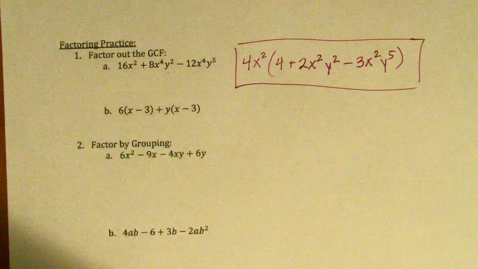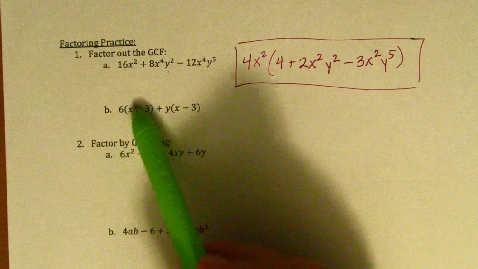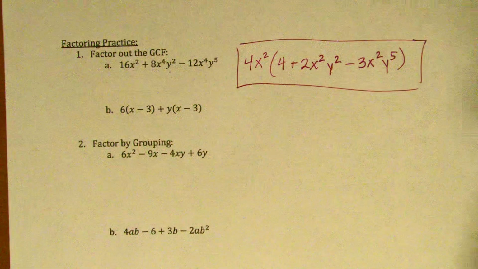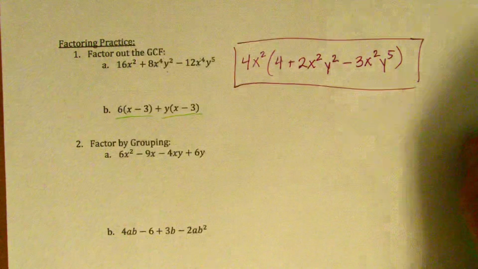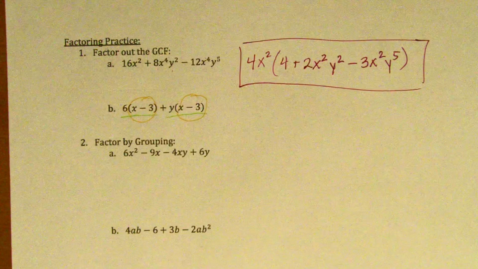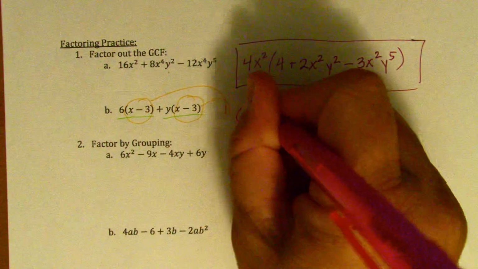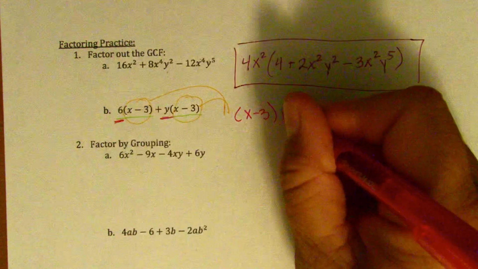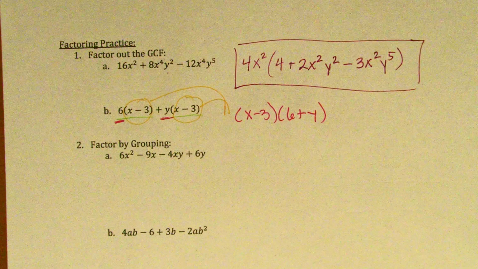Now this next one's a little bit harder to see because we have parentheses here, and oftentimes when students see something like this, they immediately think, oh, I need to distribute. No, you don't actually need to distribute in this question. That's the opposite direction of what we want to do here. This term right here and this term right here have a common factor of x minus 3. So I'm going to pull that out, and I have x minus 3. And what I'm left with is 6 plus y. So it's kind of like just the last step of factoring by grouping.